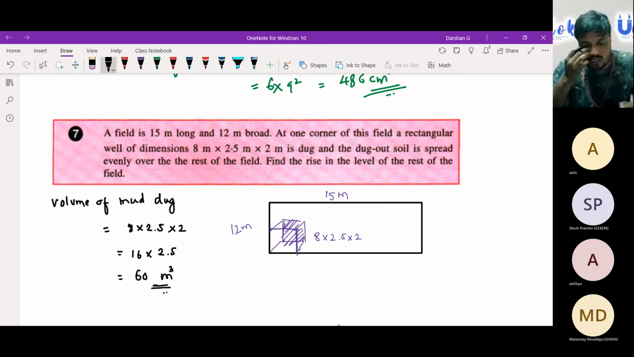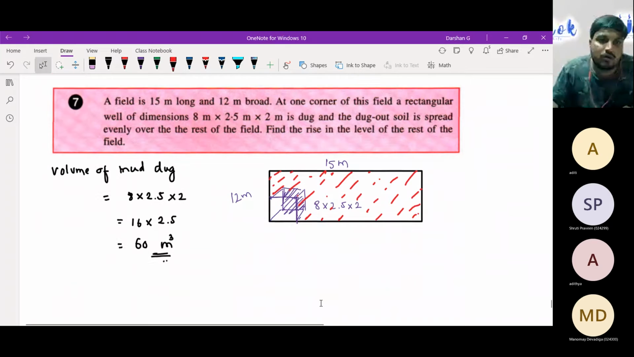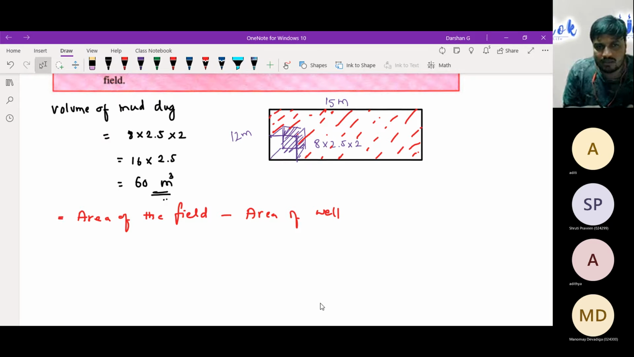But once they remove this volume, there is one problem happening. Your overall area of the field is only so much, right? The mud area you cannot calculate. So you need to be very careful while doing that. So now find the area of the field without the well. Area of the field minus area of well. Sir, isn't the answer 40 meter cube? Yeah, sorry. This should be 40.